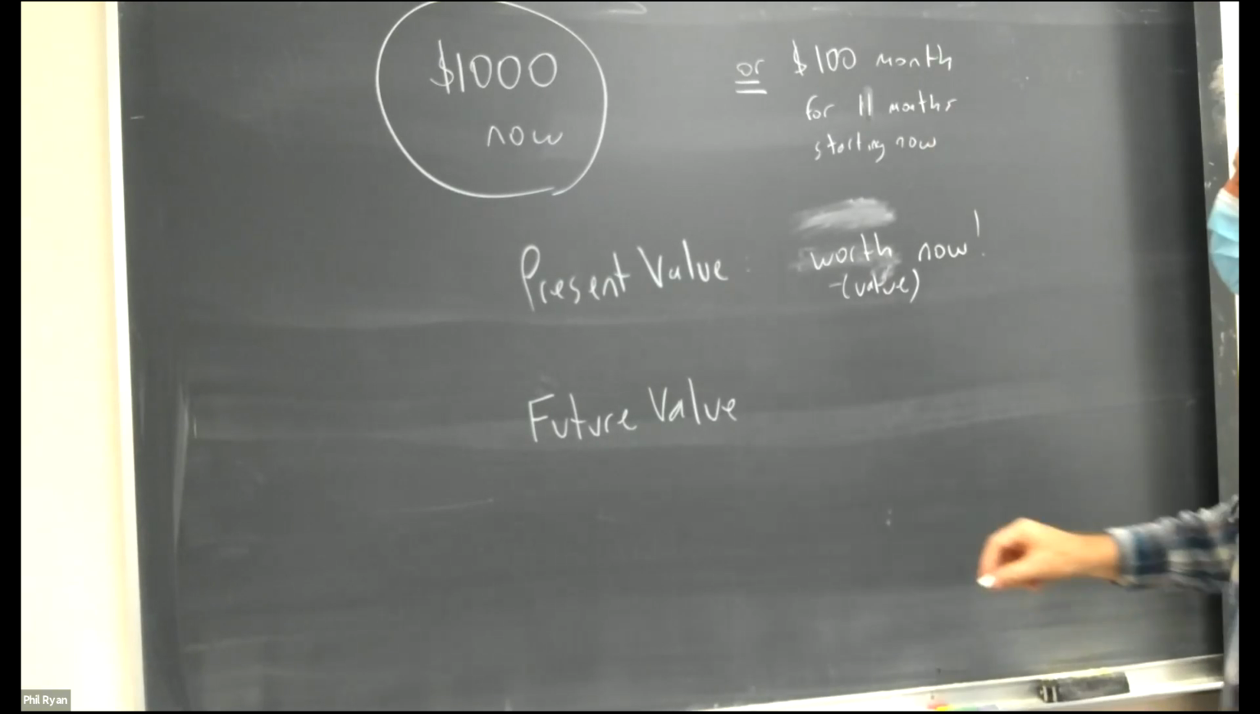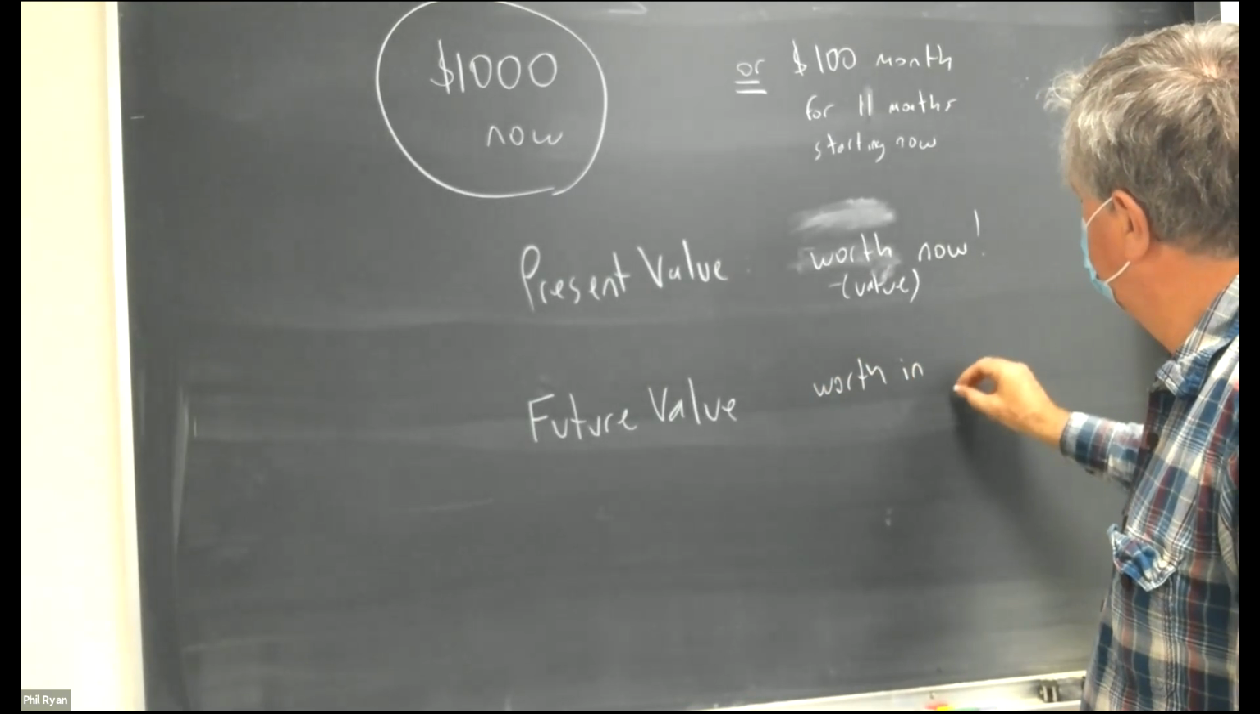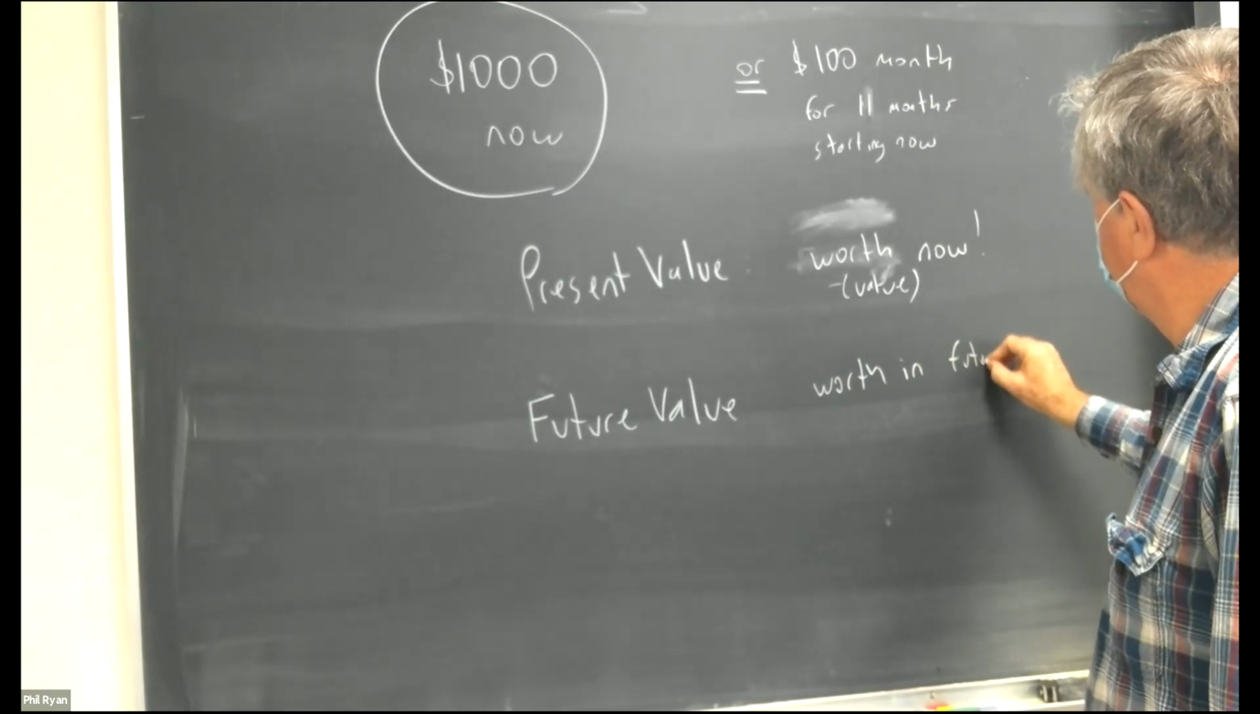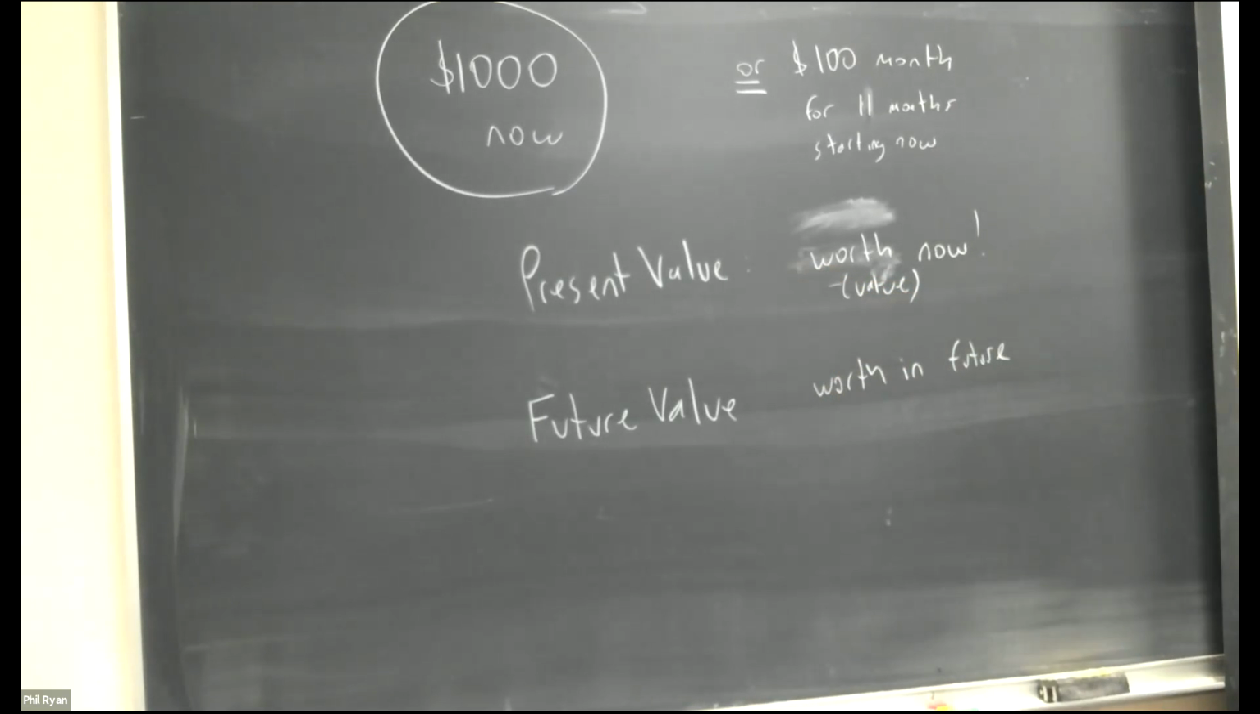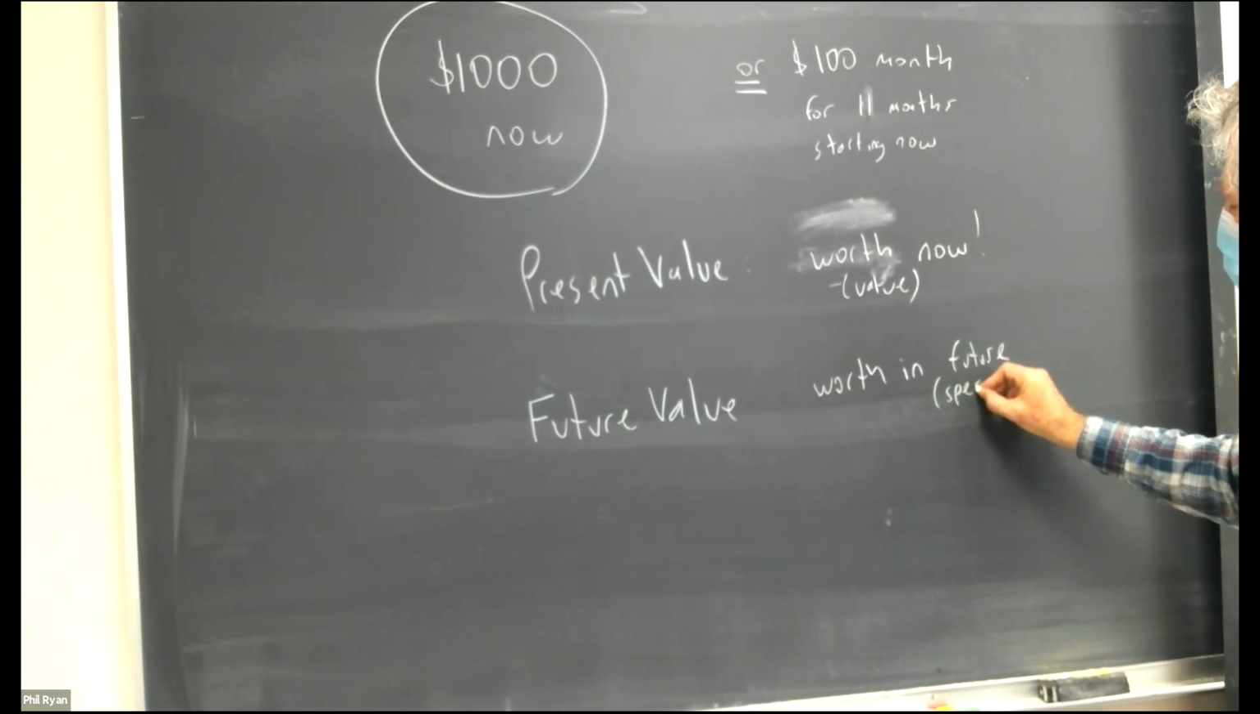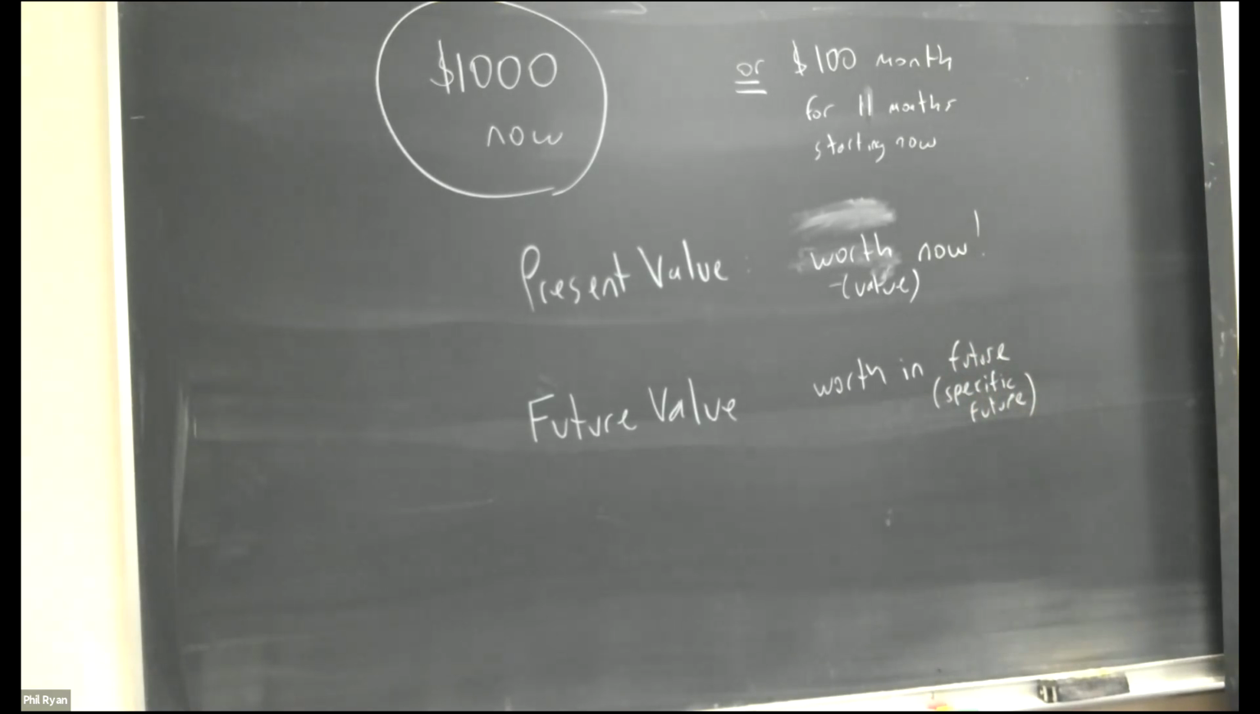Okay, so future value is the worth in the future. Now, there's only one present value, because there's only one now. There's only one present. Okay, and that gets very philosophical, but that's true. Whereas there's lots of future values. So we can talk about the value in a year, in 2 years, in 3 years, in 4 years, or in 2 months, whatever. So there's infinitely many future values. And so whenever you talk about future value, you've got to say what future, worth in which specific future. So you've got to be careful about that.